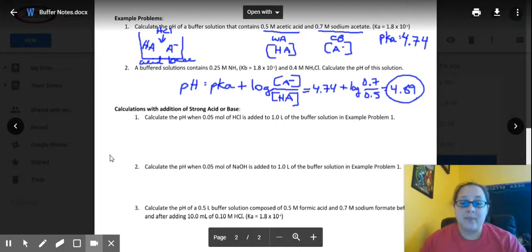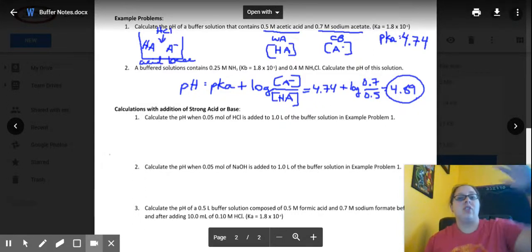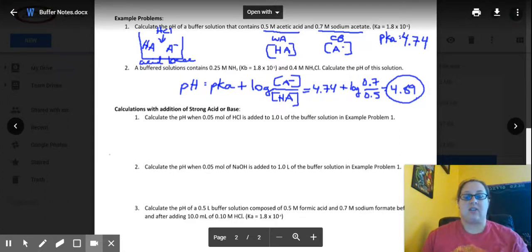Well, hello there. Today, we are going to talk about buffers and what happens when we add a strong acid or a strong base to that. So, we're going to see how this relates to a titration curve, and we're going to be able to do calculations like that. So, I want you guys to understand conceptually first what will happen.